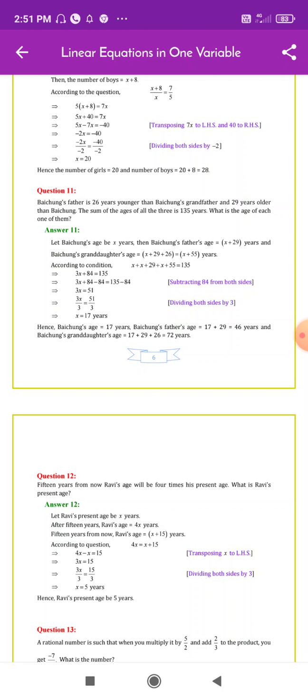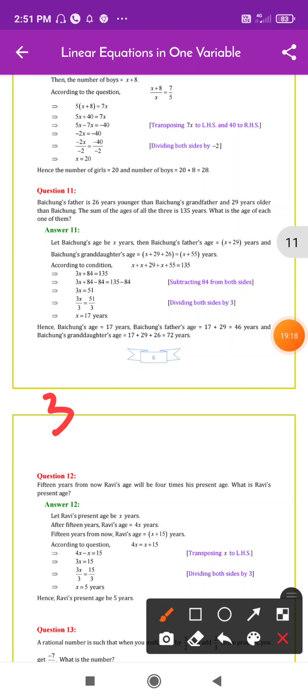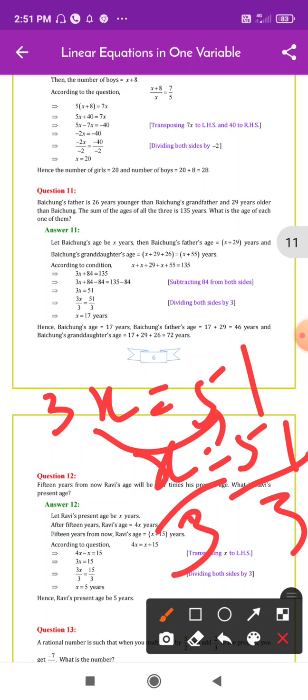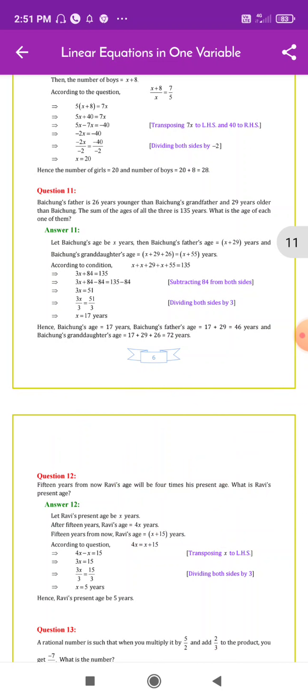Now we have to just divide both the sides by 3. See, it is very simple. 3x equals 51 is given. So for x equals, this will shift here, 51 upon 3. So we divide both the sides by 3. The 3 will cancel, and 3 17s are 51. So we got the answer, that is x equals 17 years.